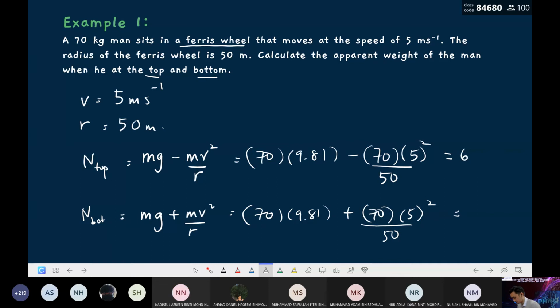651.7. 654.7. 651.7. Okay, 651.7. Okay, and then for the bottom? 721.7. 721.7 Newton. So memang kita tengoklah, memang dekat bottom tu dia ada rasa lebih berat sikit.